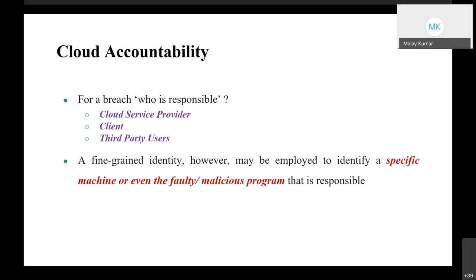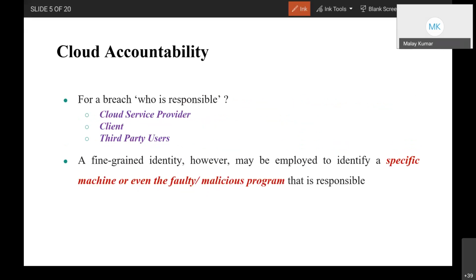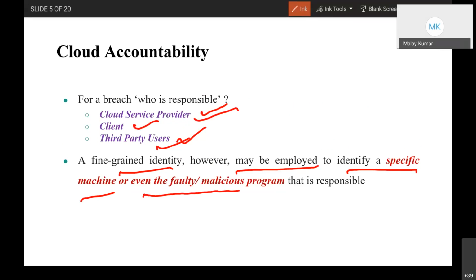So who is responsible for the breach? The cloud service provider, the client, or a third party user? For that purpose, a fine-grained identity must be employed to identify a specific machine, a service provider, a client, a third party user, or even a malicious program that is responsible for these incidents.